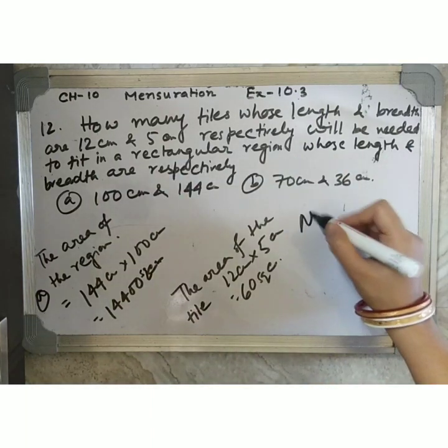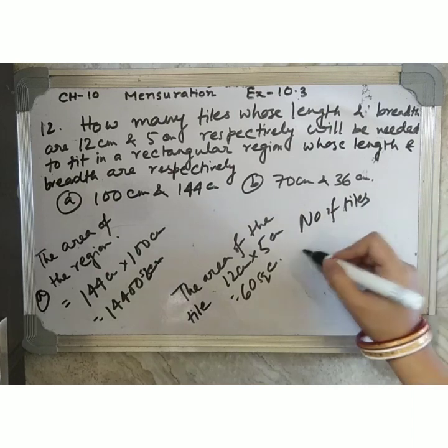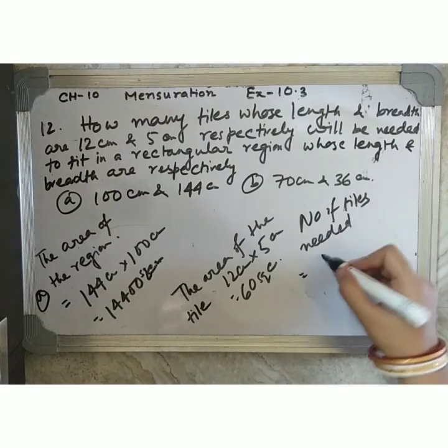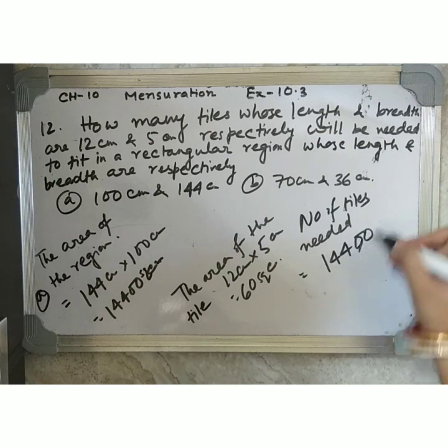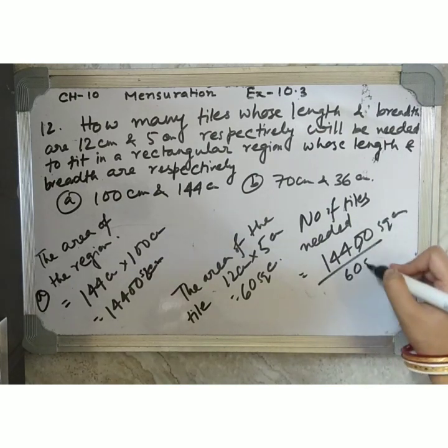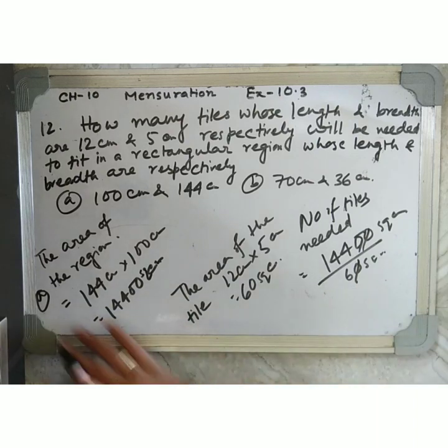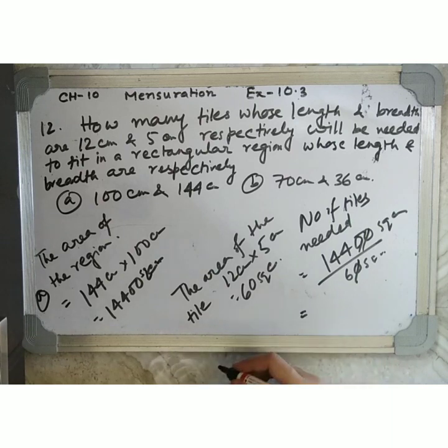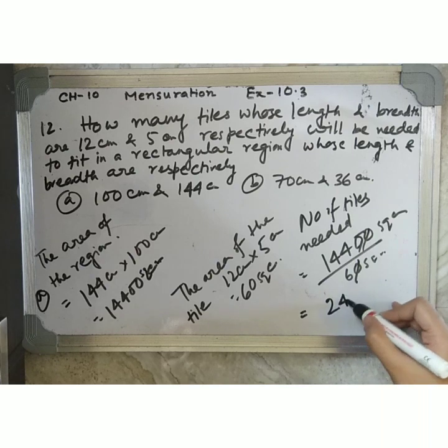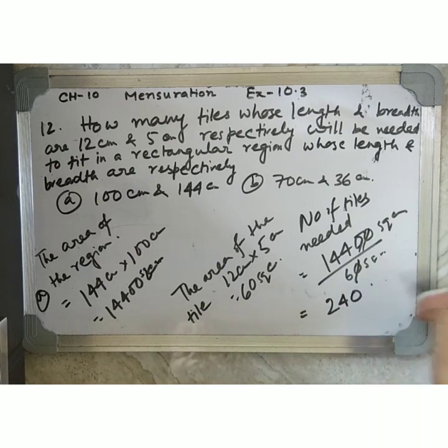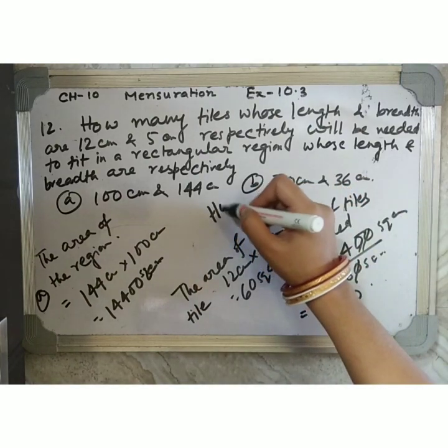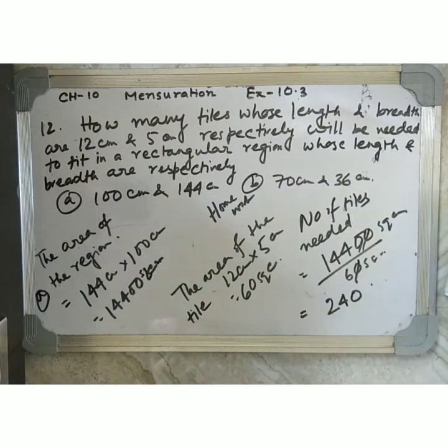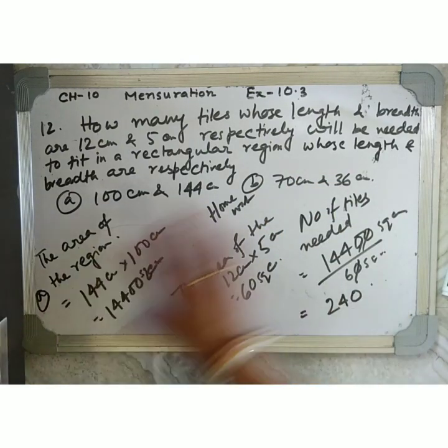Okay. So number of tiles needed, okay. So this total area will be divided by the area of each tile, so that we can get the number of tiles which are needed to fill it up completely. So 240 tiles are needed for this area. Now for the second area, this will also be your homework. Okay, question number B is your homework. Just do the sum exactly in this way.